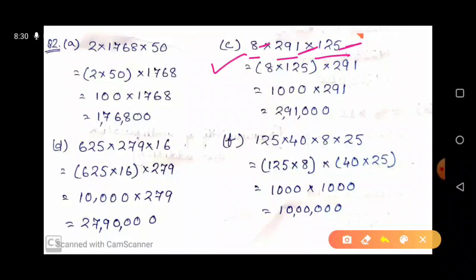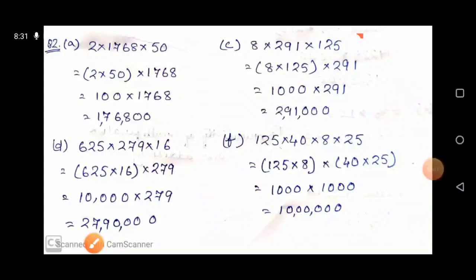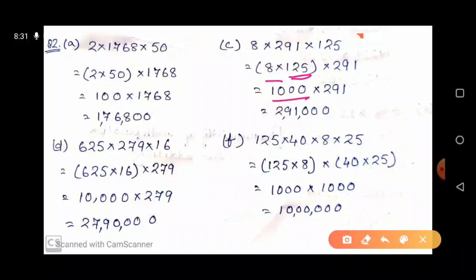Now if you take this 5 and 8, you will get 40, that means you have 0. So in this way we will pick up the numbers. So 8 into 125, if you multiply this, you will get 1000. 1000 into 291, and the answer is 2,91,000. Now question number D.